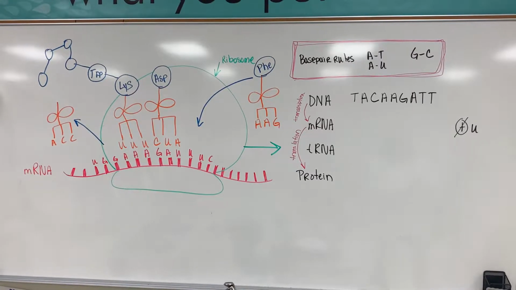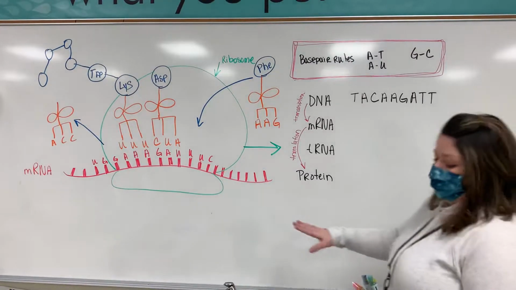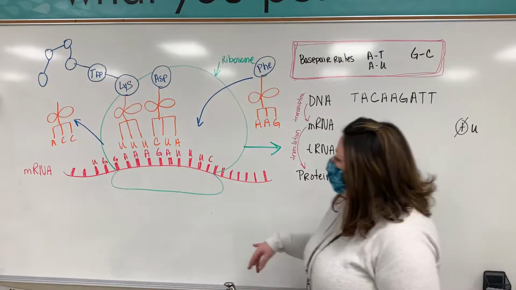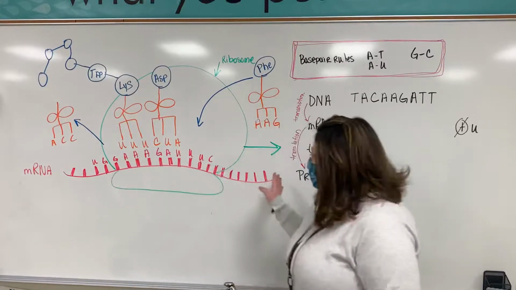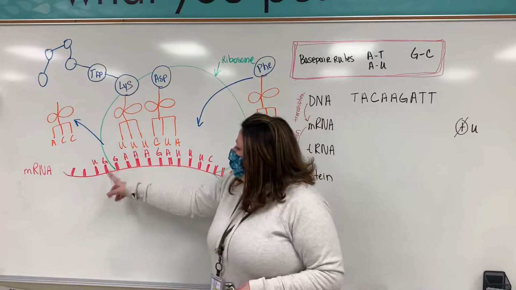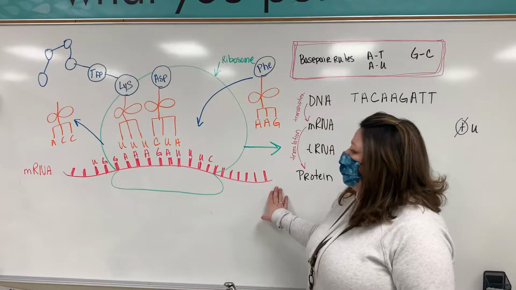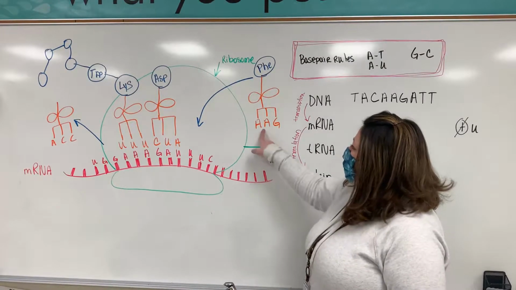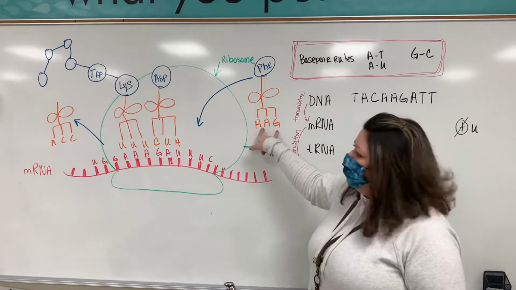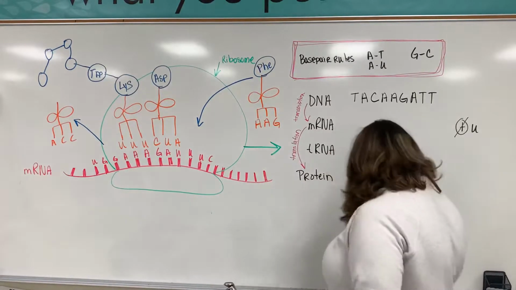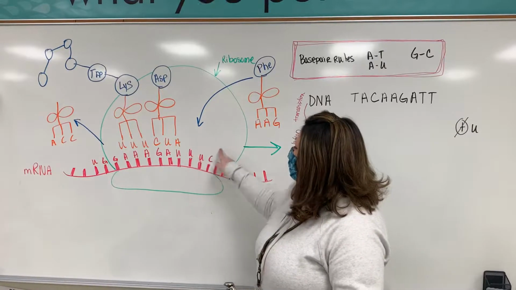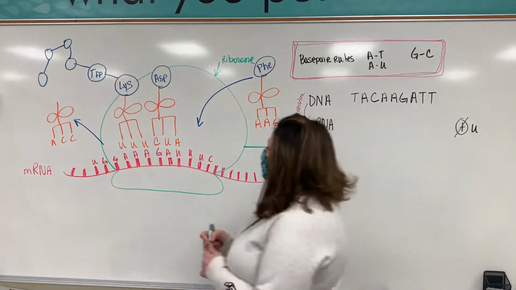All right, so let's take a closer look at what happens at the ribosome. At the ribosome, you have your mRNA strand with its nucleotides, A's, U's, G's, and C's. And then your tRNAs also have what's called an anticodon on them. And that anticodon will match a codon on the mRNA strand.